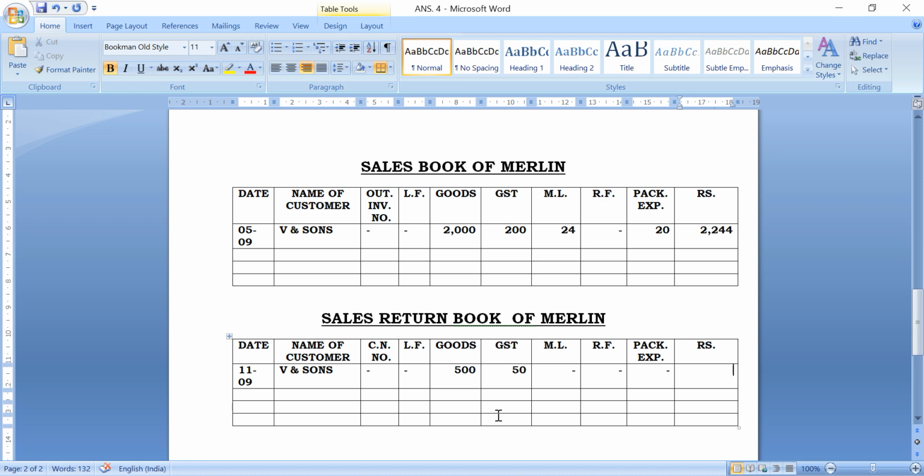And then you will make total, that is 550 rupees. 550 rupees. Solve this.